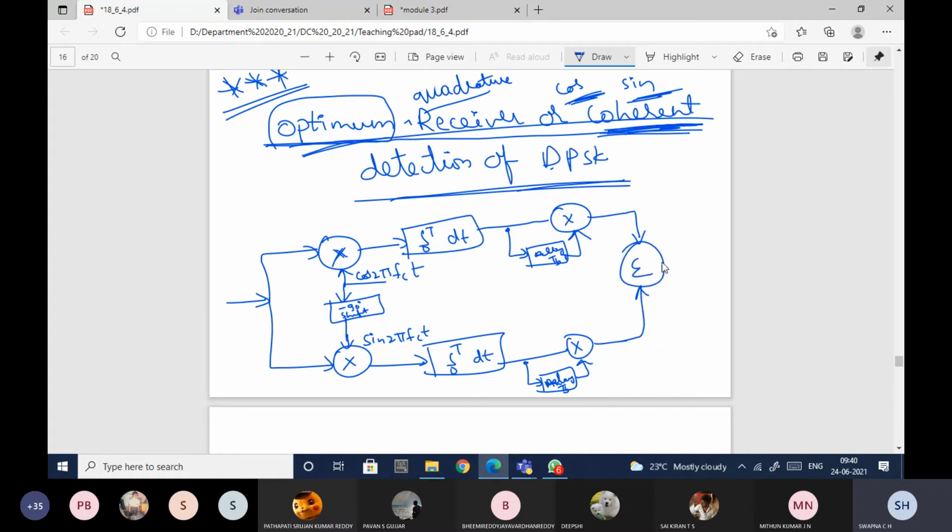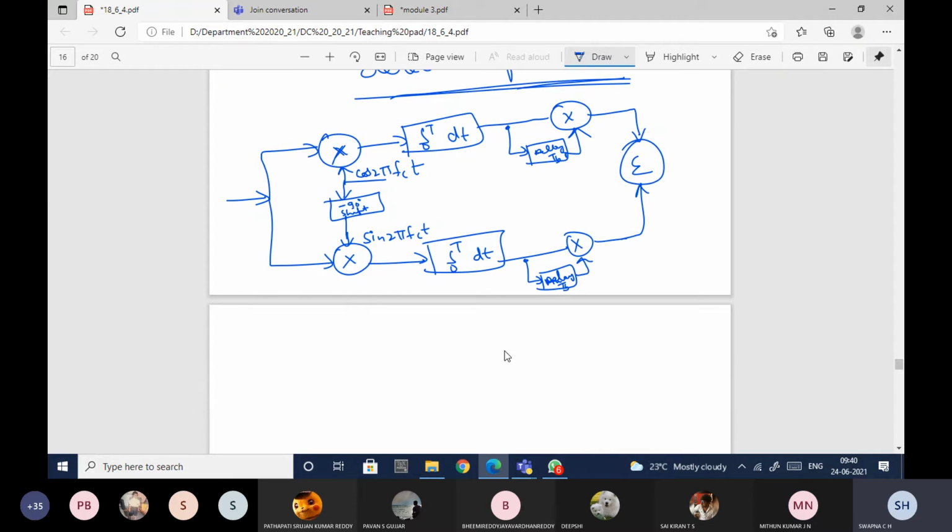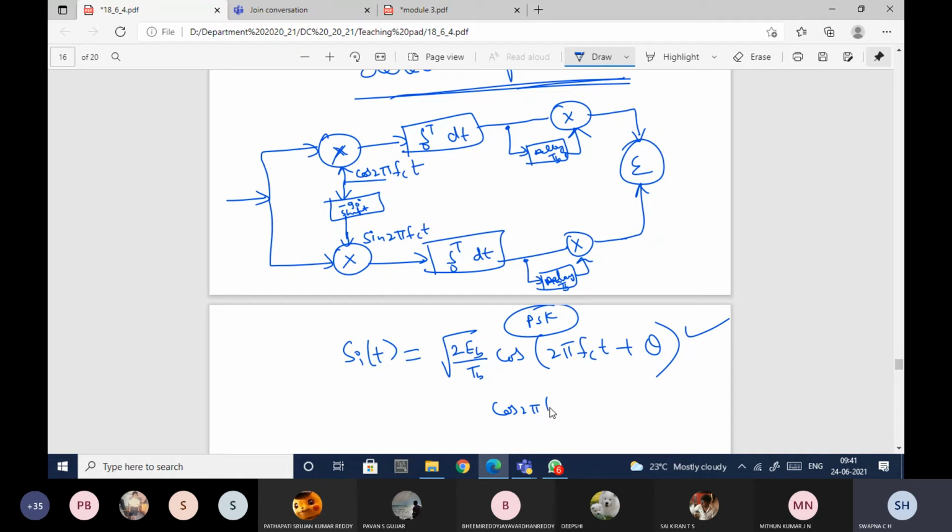Because if you just recall your BPSK signal, generally a BPSK signal will be denoted as Si of t equal to root 2 EB by TB cos(2 pi fct plus theta), where theta is some angle. This is the general equation for the phase shift keying techniques. When you expand it, you'll get cos 2 pi fct and sin 2 pi fct. That is the reason you need to add this term and this term.